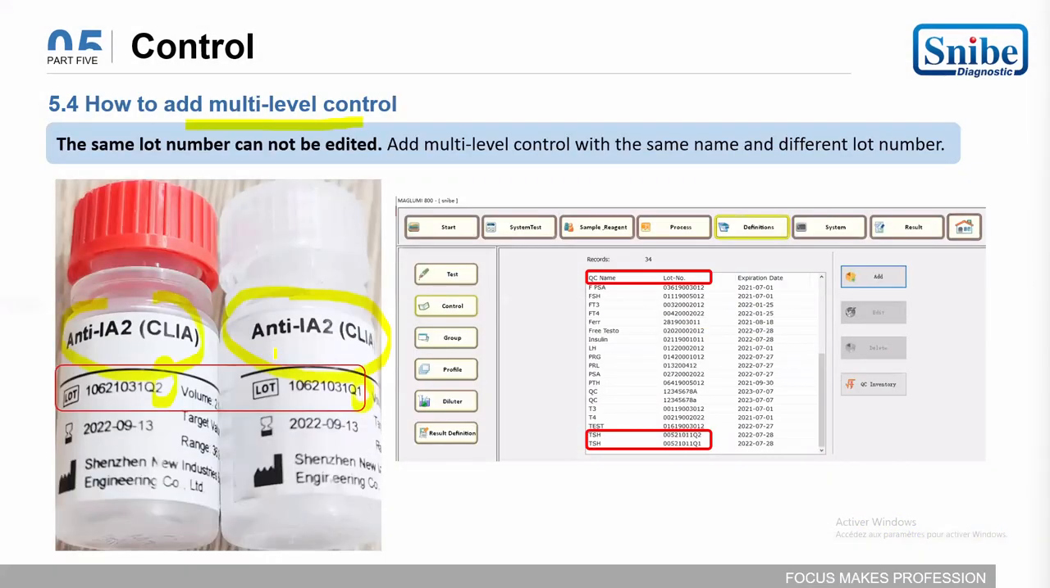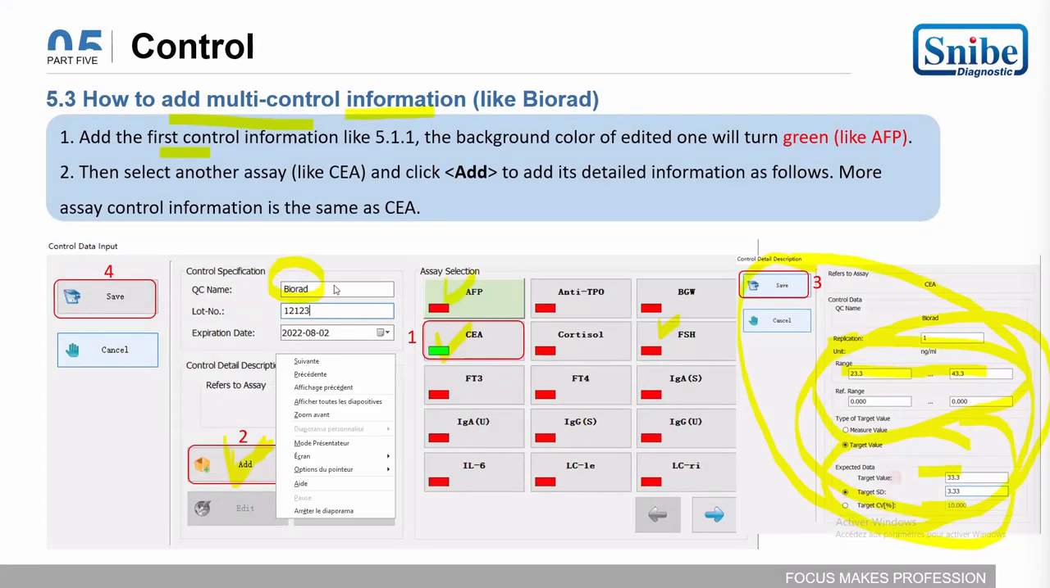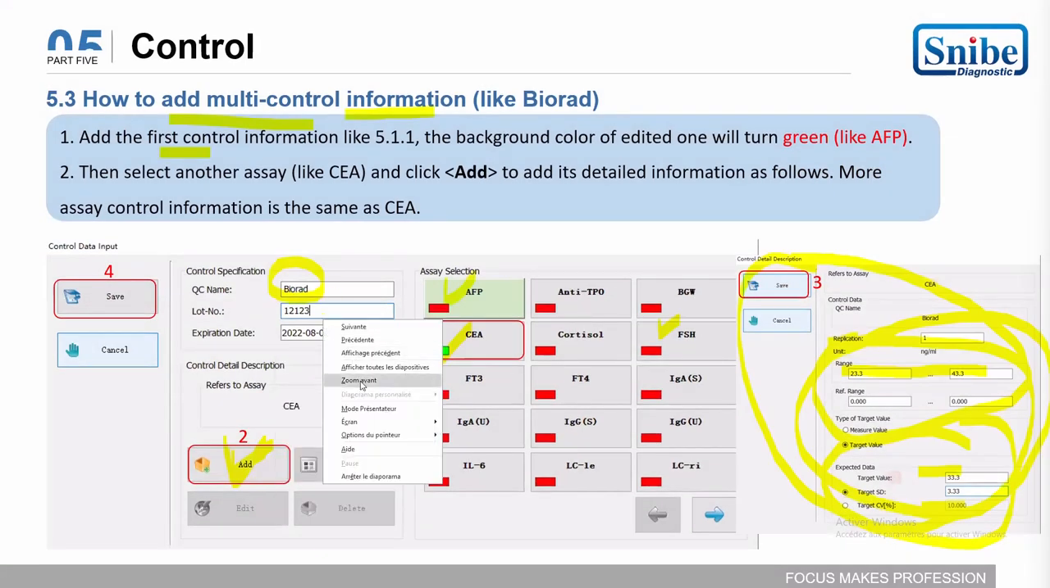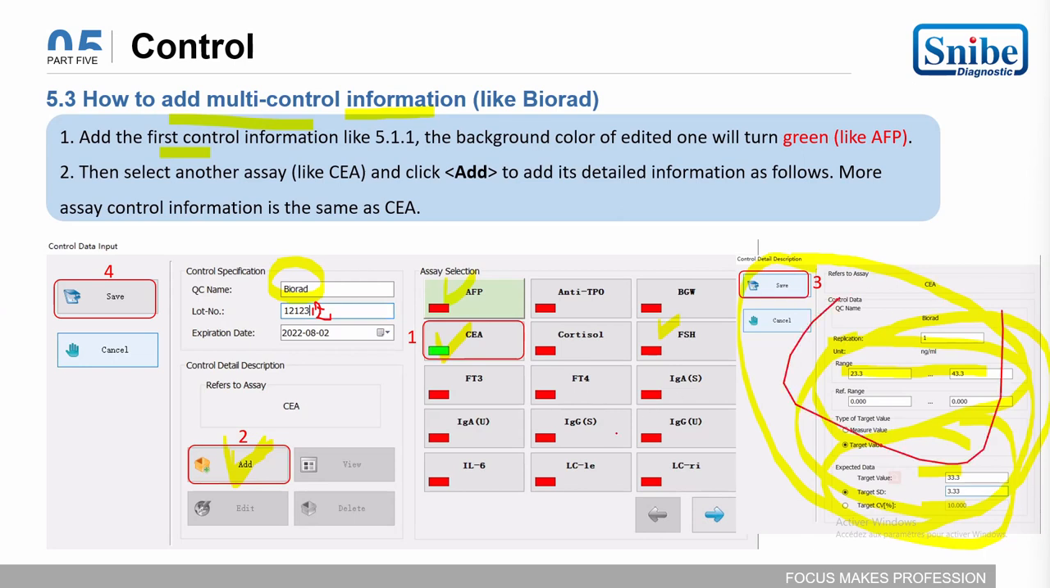So for example, you add here 1 for the first level, and then when you finish, you add the second level, the same name, Bio-Rad, and then you input here 2. And then you select the parameters and the other information, and then click save, and then click add to add the third level. So you need to differentiate them. The same lot number, but modify the last parameter.